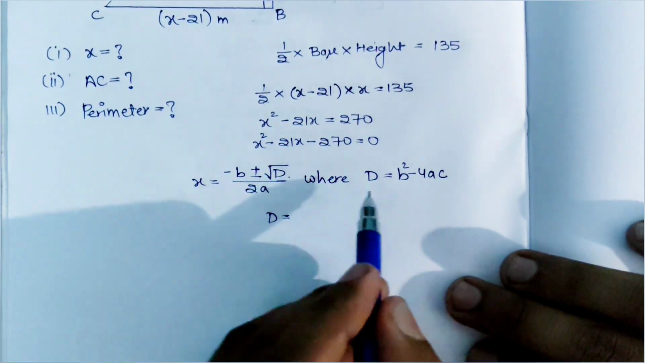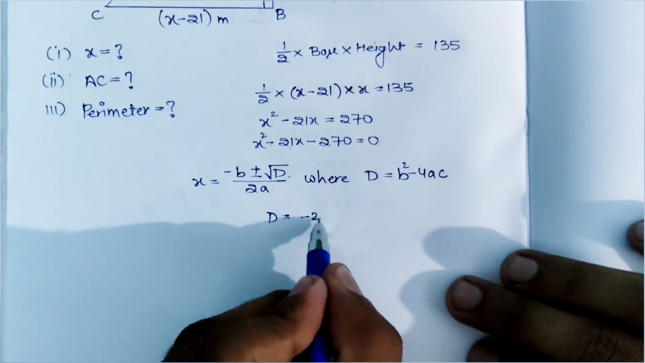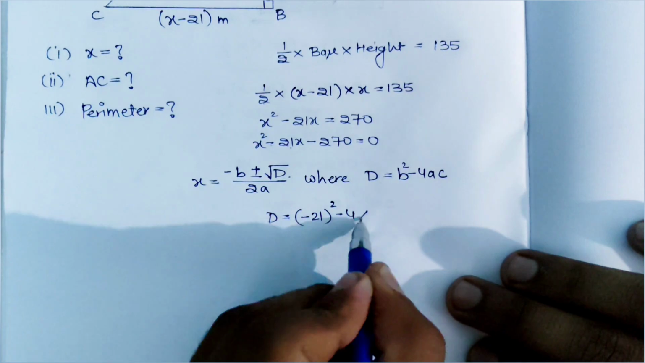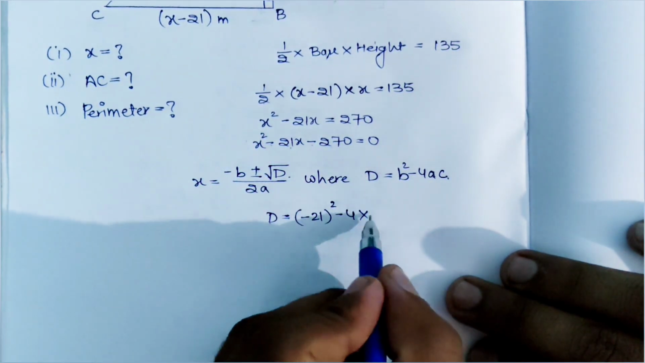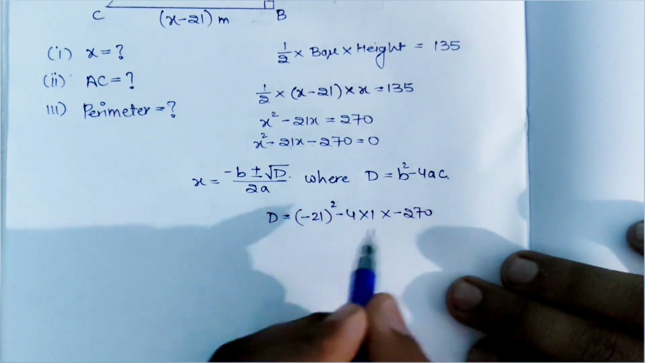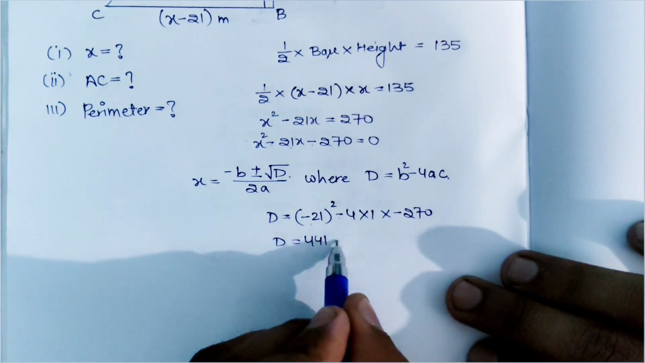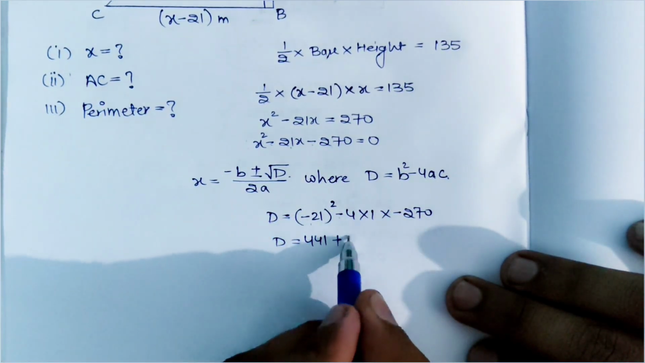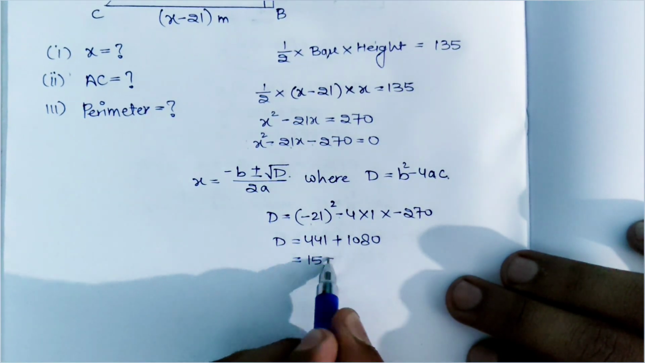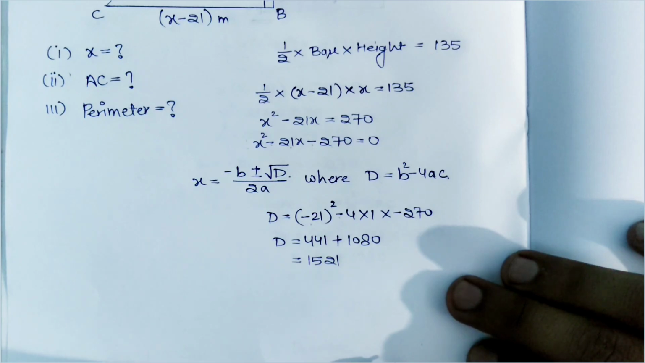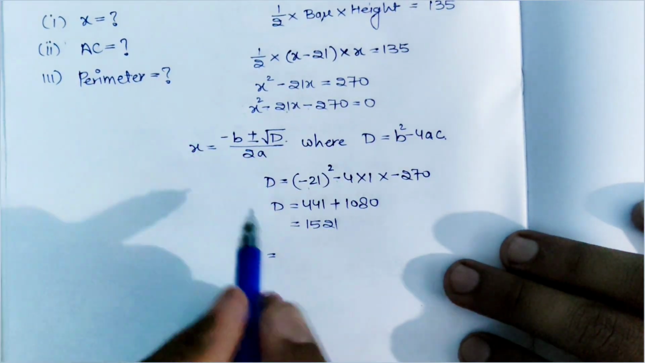So d equals b square. What is b? This is minus 21. So minus 21 square minus 4 into a into c. a is 1 and c is minus 270. So 1 into minus 270. So d is equal to the square of this, which will be 441. Negative and negative becomes positive, and when you multiply them, it will be 1080. After adding, this will give you 1521.